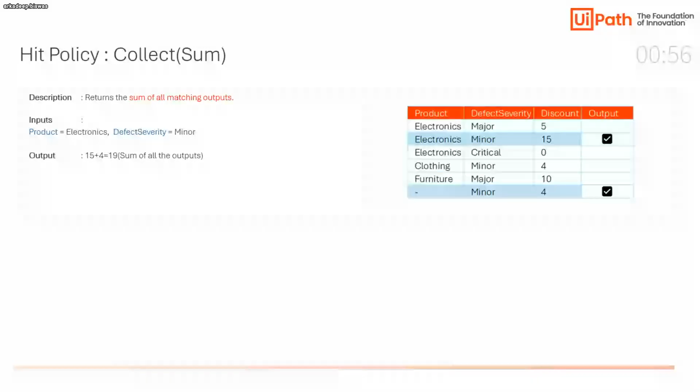The next hit policy is the collect sum hit policy. Basically, it gives the sum of all the outputs of the matching rules. For example, if we have two rules matching in our DMN table, it will add the outputs. For this case, you can see 15 and 4 are the outputs. So in our output panel, we will see that the result is 19.